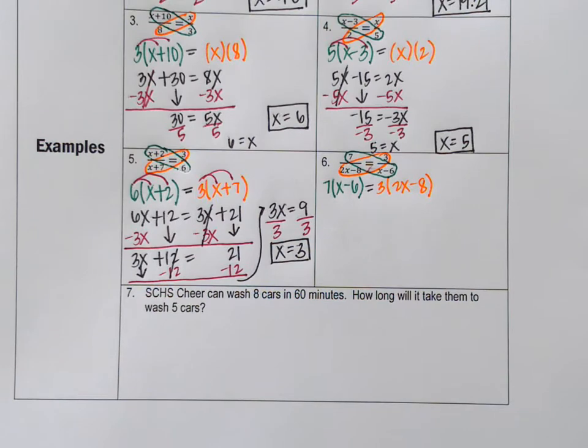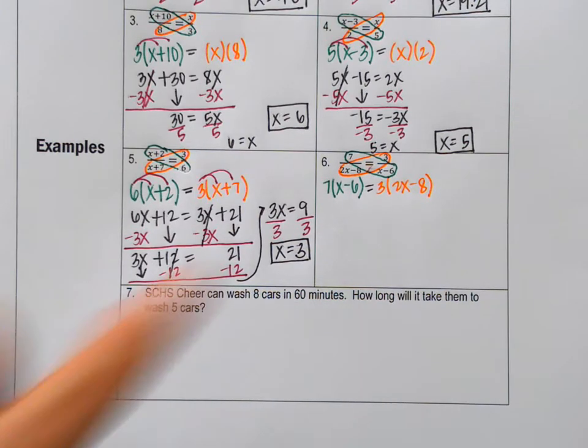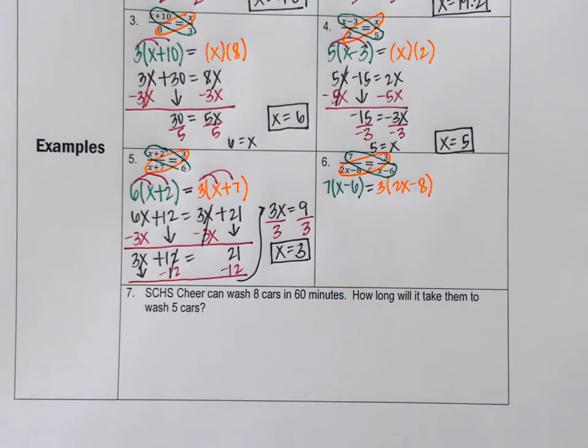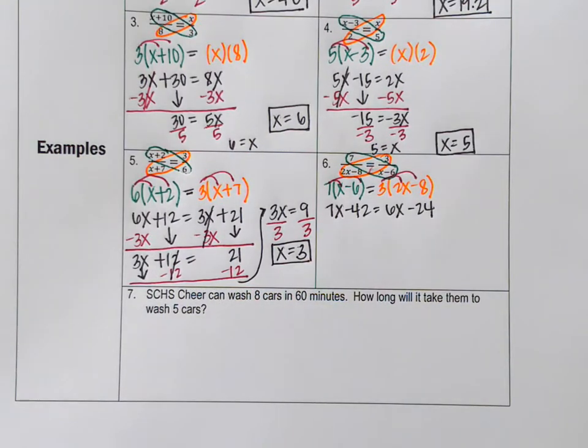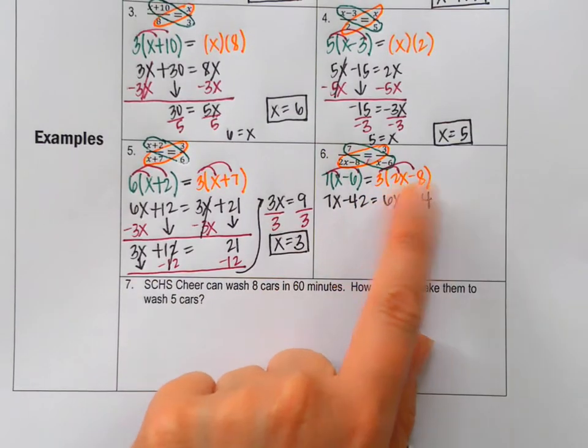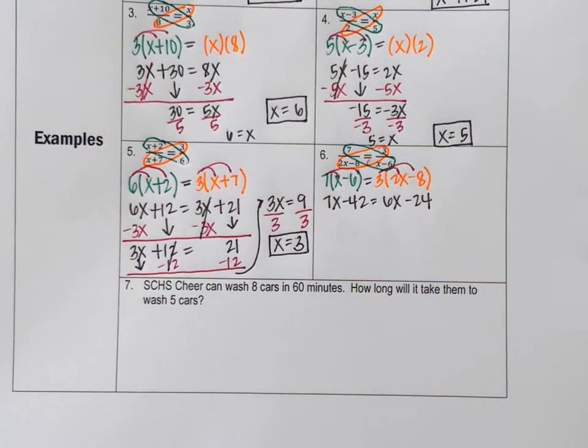So first step is just to cross multiply. 7 times x minus 6 is equal to 3 times 2x minus 8. After that, we distribute. I distributed the 7 to the x minus 6 to get me 7x minus 42. And I distributed the 3 to the 2x minus 8 to get me 6x minus 24.